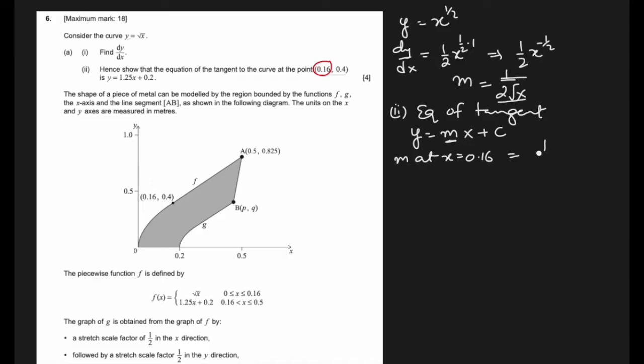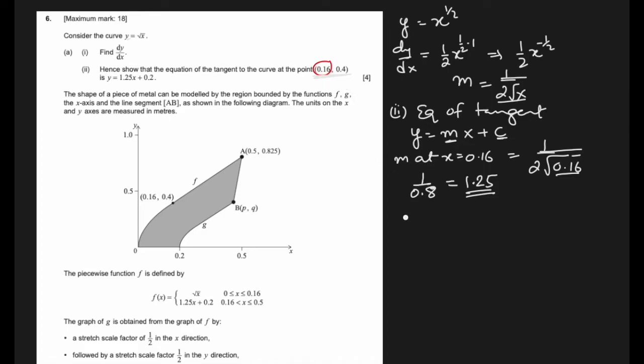So it will be 1 over 2 square root 0.16 in place of x. It will be 0.4, 1 over 0.8, which is 1.25. We got m. Now, next thing is to find c. To find c, just plug in the point we have. This is the point known to us. We'll plug it in here and we'll get c.